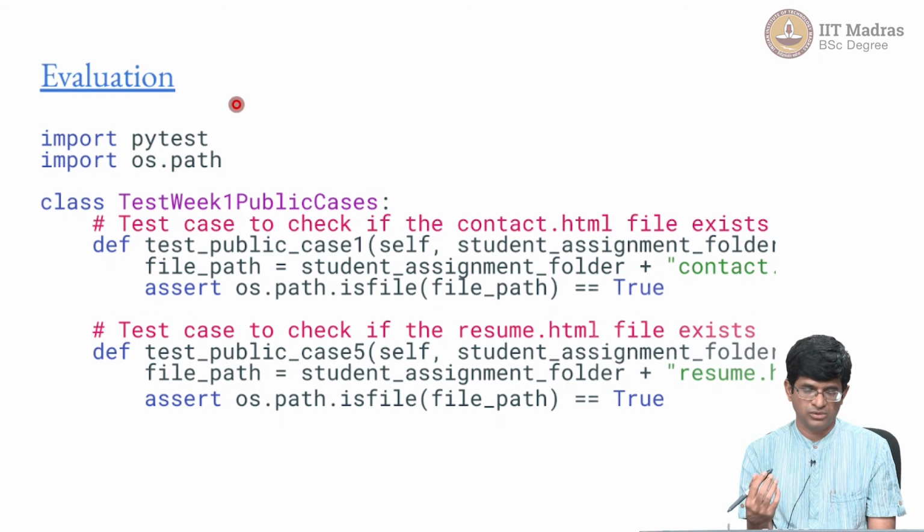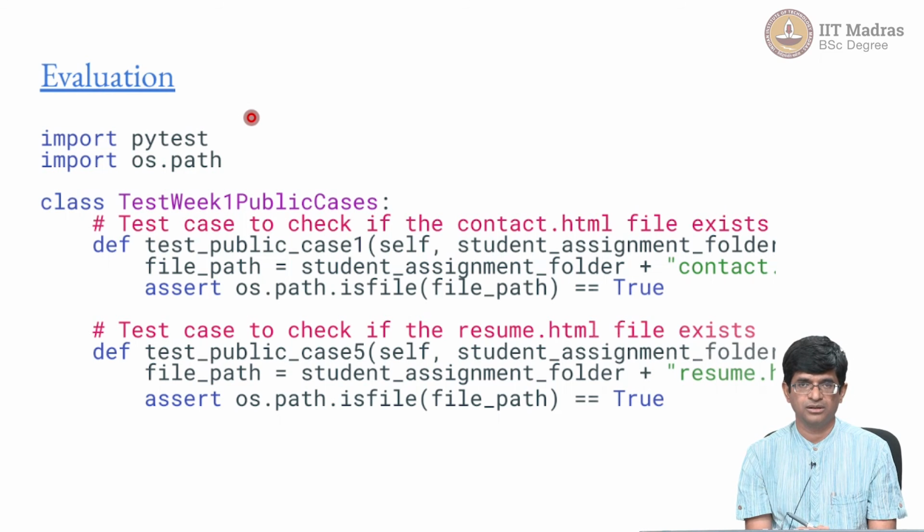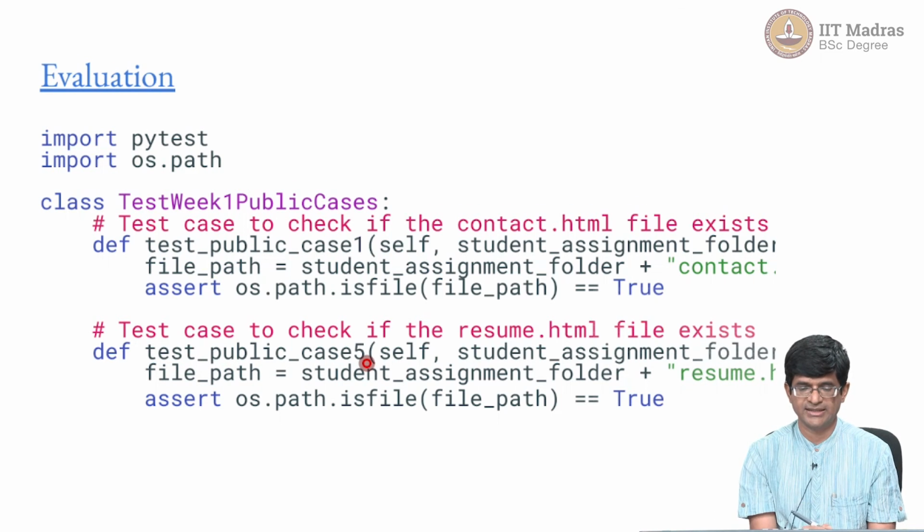Now, by now you would have already come across various parts of the week 1 and various other weeks examples, and if you look at it, we have actually used Pytest for automatically evaluating the submissions, right? And the way that it works is something like this. You create the public test cases, and within that, test case 1, test case 5 for example. There are various test cases that are there.